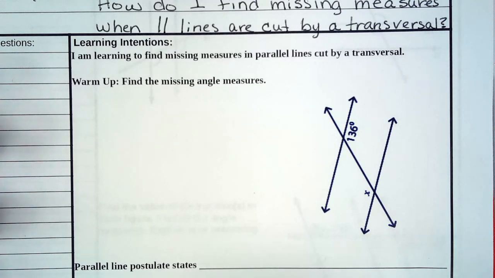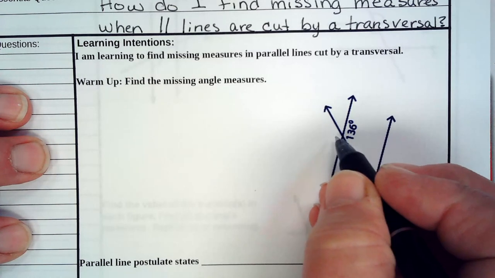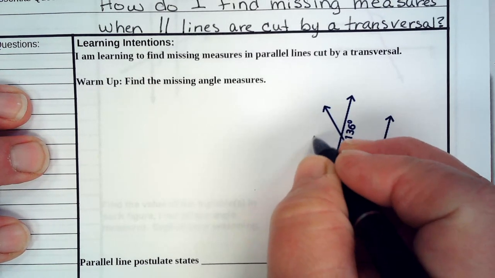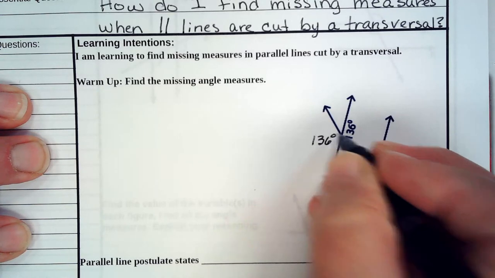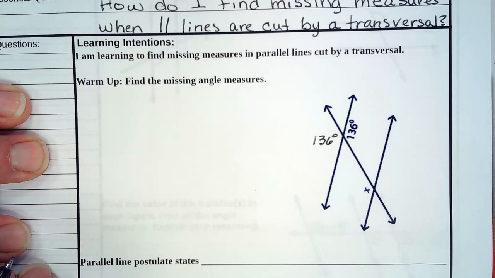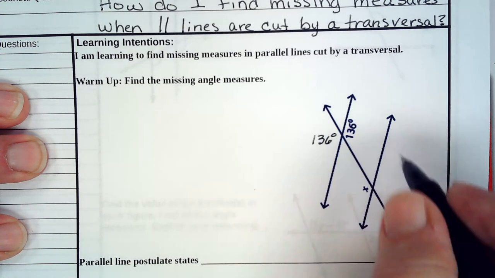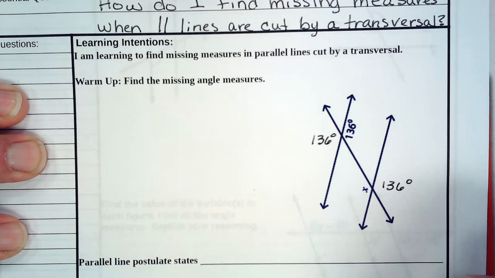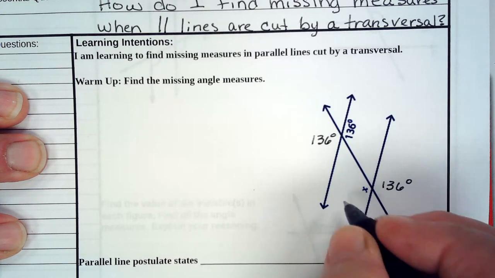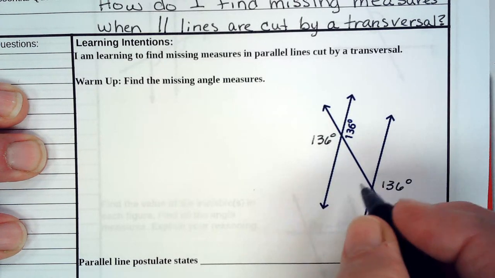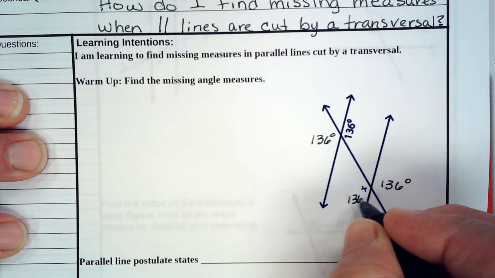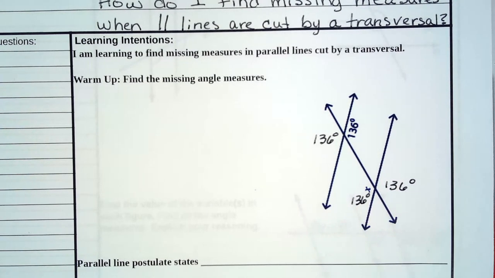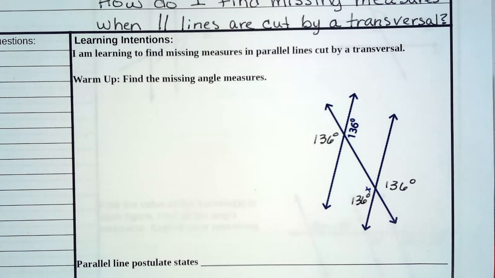Well, let's get started. If this one's 136, the vertical angle has to be 136 too. This is 136 degrees. Okay, corresponding angles. If this one is 136, then this one has to be 136 degrees also. Now we finally get to x, which is a vertical for this one, or a corresponding for here, so this one is also 136 degrees. Without any math at all, I found 4 of them. What about the other 4?